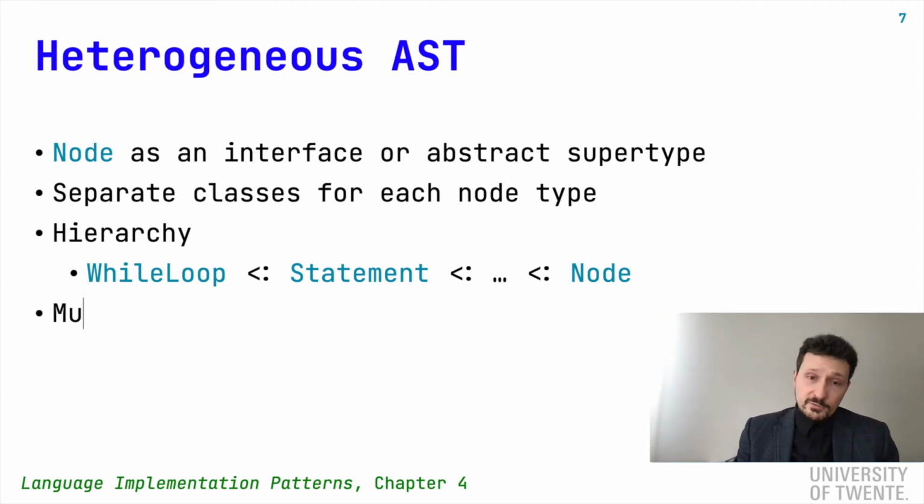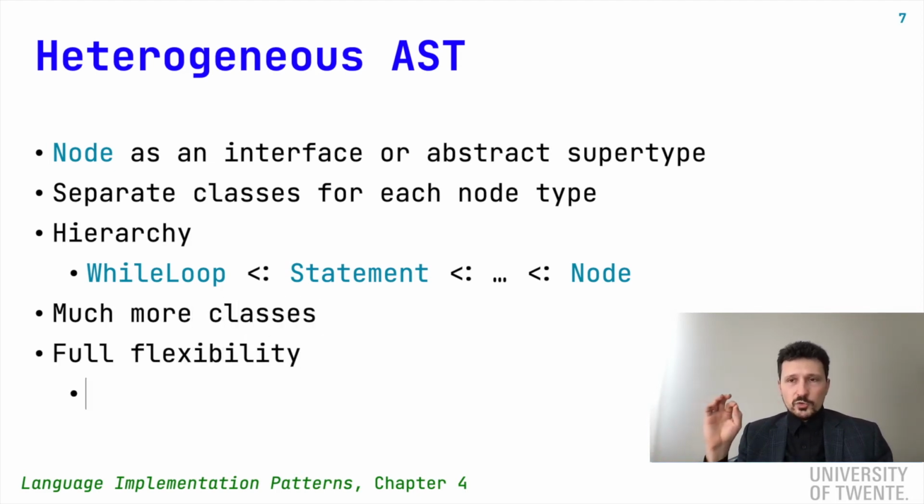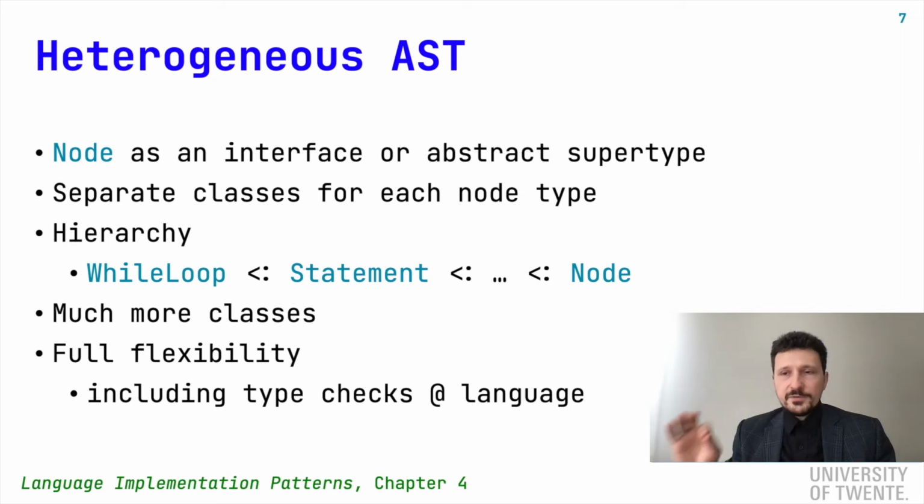On the downside, you have many more classes. On the upside, you have full flexibility. So you can specify the methods exactly where you want them. You can make it work differently for different nodes, and you can enforce some type checks on the level of the language that you're using to write your language processor in.